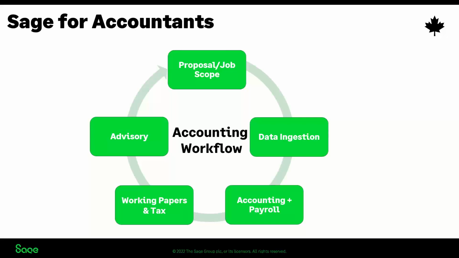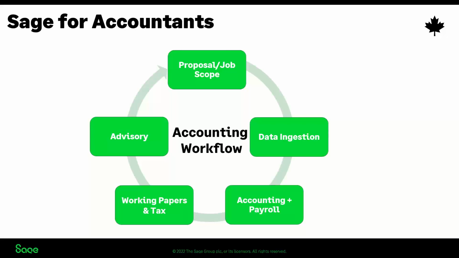And this can be represented. It's a similar workflow for any accounting or bookkeeping practice, right? And this can be represented by the cycle that goes from proposal all the way to advisory. So this goes through data ingestion, accounting and payroll, tax, and this cycle repeats itself either monthly, quarterly, or yearly, and firms go over this cycle over and over again. So as a tech partner, Sage needs to make this cycle as fast as possible, as efficient as possible.